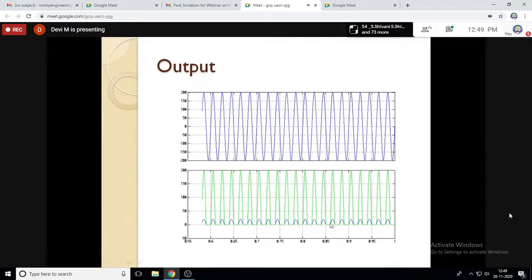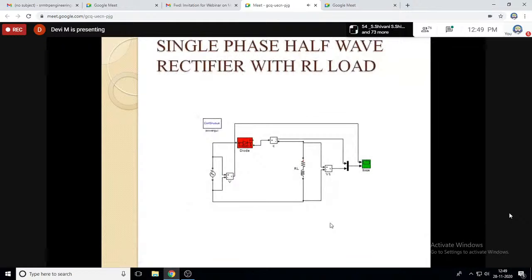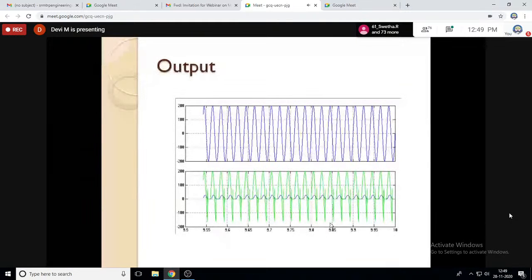So this is the rectifier with RL load, just to show you how my inductor works. Can you see the spike over here in the waveform? The spike is due to my inductor, and my inductor doesn't allow reverse direction of current. Hence, the spike occurs.